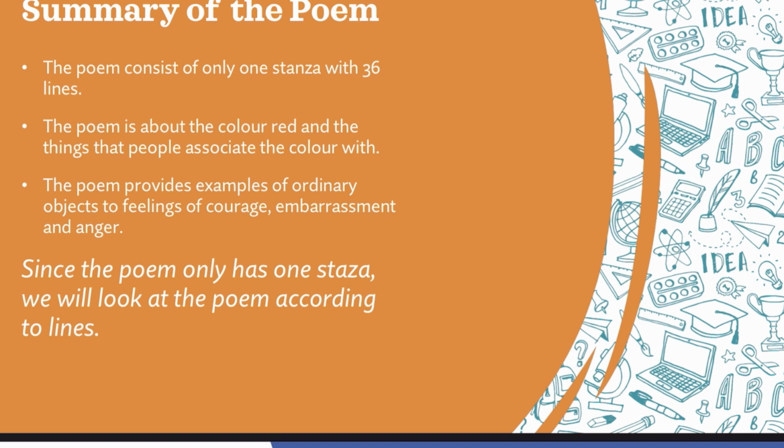Okay, so secara keseluruhan poem ni beri kita contoh benda-benda biasa yang kita tengok, ordinary objects, benda-benda biasa, yang biasa kita tengok, tapi dikaitkan dengan feelings of courage, perasaan courage ni keberanian, embarrassment, rasa malu, and anger, rasa marah. Okay, since the poem only has one stanza, typo, is actually stanza bukan staza. Okay, we will look at the poem according to lines. So kita akan tengok ikut lines lah.